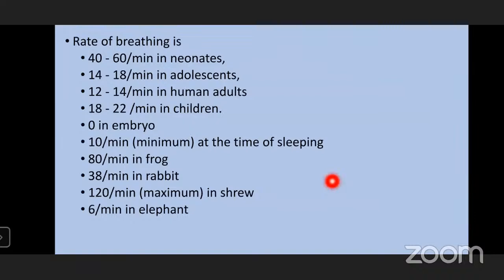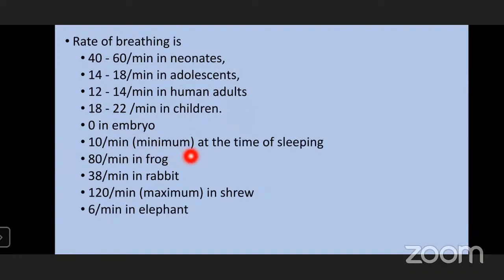Here are the rates of breathing at different stages. So 40 to 60 breaths per minute in neonates, means just born babies. And as you see, it decreases. 14 to 18 per minute in adolescents, 12 to 14 per minute in human adults, 18 to 22 per minute in children. Okay. 0 in embryo, because they don't breathe.